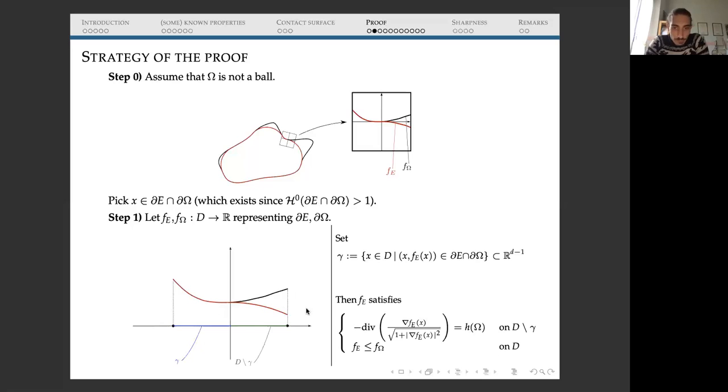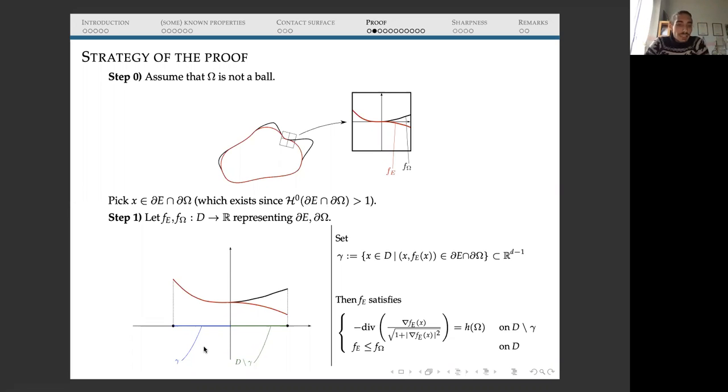So what's going on is that if you localize yourself around the contact point, you can identify a portion where your function Fe satisfies the constant mean curvature equation, and a portion where the constant mean curvature equation might fail, because it's where it's sticking to the boundary.